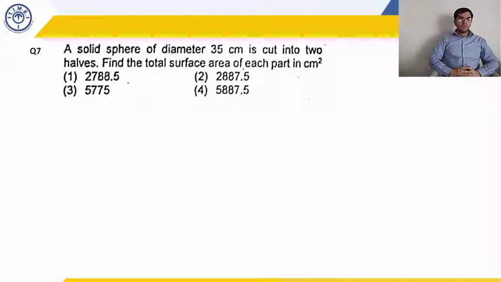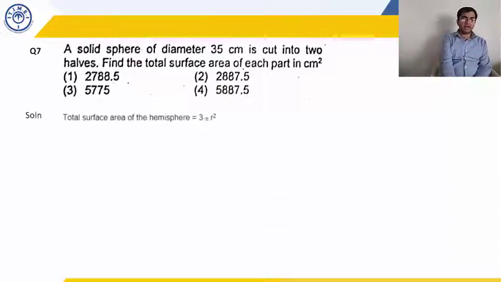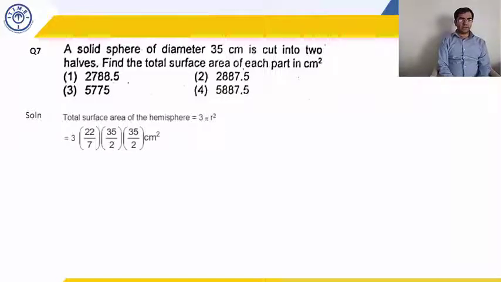Okay. So cut a sphere into two halves. What do you get? A hemisphere. And we have seen that the total surface area of the hemisphere is 3 pi r square. And that's all you have to calculate, where the diameter is 35. So if diameter is 35, that means radius will be 35 divided by 2. So you get 3 into 22 divided by 7 into 35 by 2 whole square. And when you solve this, you will get your answer as 2887.5 centimeters square. That is choice number 2.